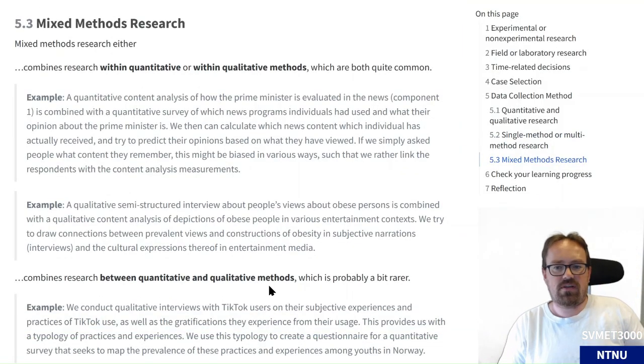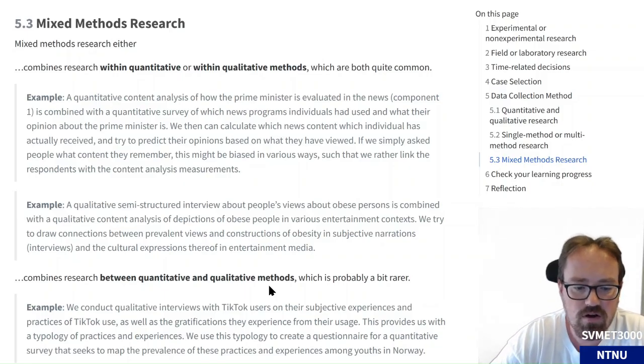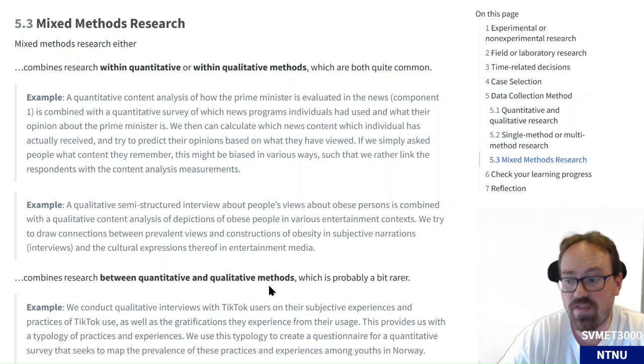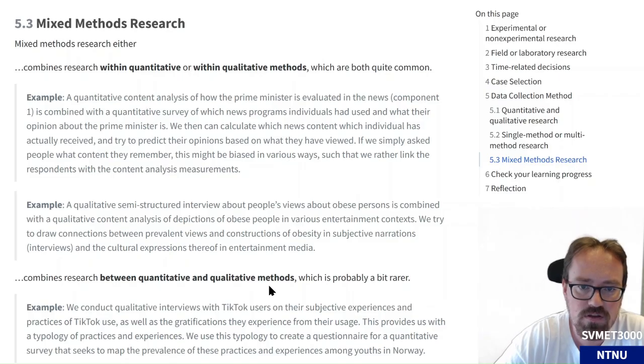So if we look at these different kinds of combining methods, mixed methods research can be subdivided into 2 types. Either that it combines research within quantitative methods, so we have several quantitative methods, or within qualitative methods, we have several qualitative methods side by side. This is probably the more common thing to encounter.